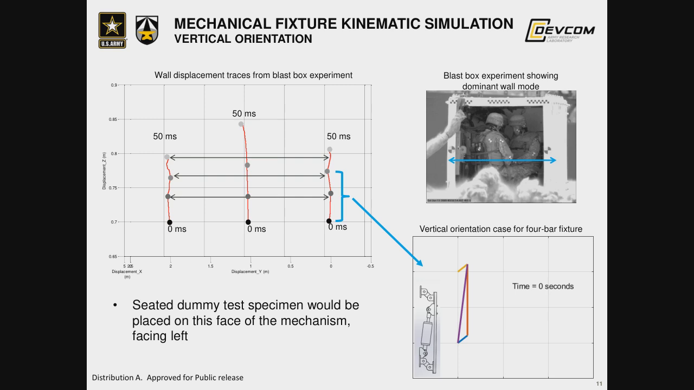What we're looking at here is the displacement over this range of 0 to 50 milliseconds, and we see that same inward-outward motion in the wall. And using that 4-bar linkage fixture, this is an animation here. I encourage you to go and view this. You can see that motion can be replicated using the upward motion of the test platform. So you could have a seat mounted to this face of the fixture.